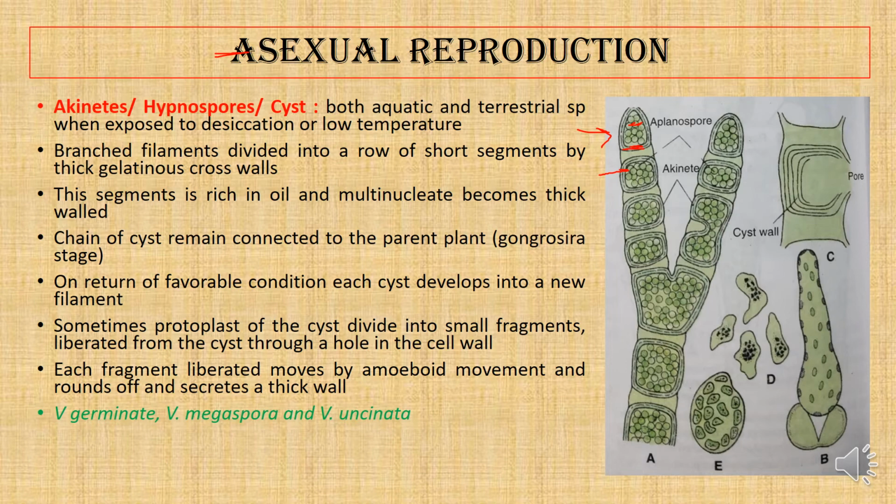And this Akinete, in this stage of formation of the Akinete, represents another alga called Gongrosira. So this stage is also called the Gongrosira stage. And the Gongrosira stage is also very common in short questions. So these are the species where Akinetes are found.